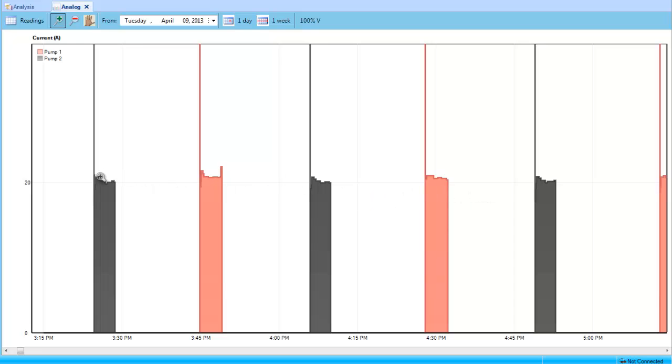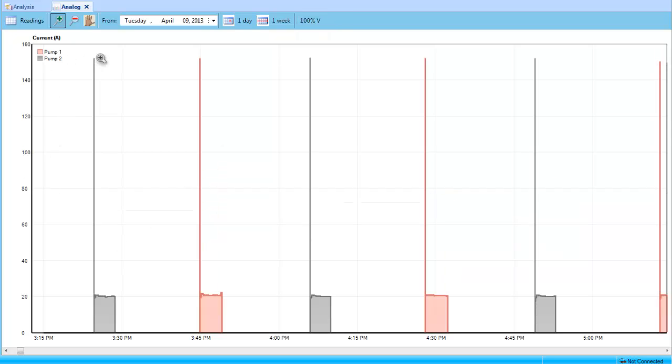And it shows me this is pump 2 and this is the current, including the inrush current. If I hit 100% V, which is rescaling my chart, you see that it scales it up to 150. These pumps, actually, the inrush current went above 150. We're reading 152, but we can look at each individual one if we wanted to.